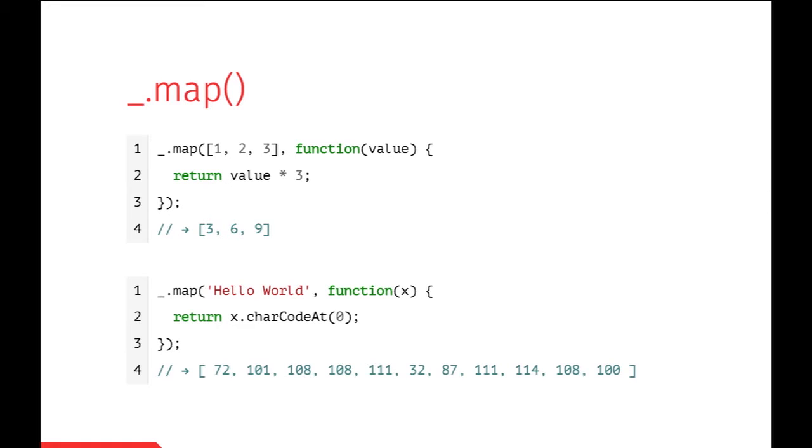And here is an example of how we can iterate through a string. We take hello world and pass a function that will return a character code. And we get a list of each character code as an array.